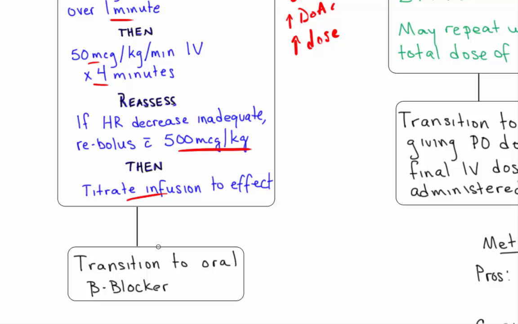Now, the beautiful thing about esmolol is that it's got a very fast onset, and its duration of action is only about 9 minutes. So this means that if you overshoot their blood pressure and you cause them to go hypotensive, you can basically just shut off the infusion at that point, and their pressure is going to rebound within about 10 minutes or so.